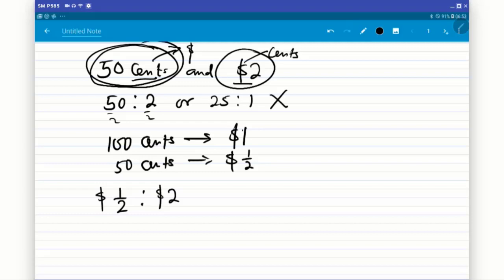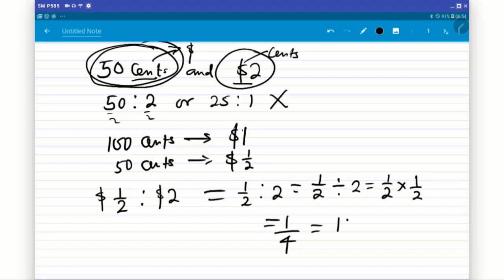So now what I simply have is half a dollar ratio to $2. Now I can express this in a simple ratio, where the ratio values should be integers. Let me show you something here. Half ratio 2 is the same as half divided by 2, which is the same thing as half times 1 over 2. And that gives us 1 over 4, or 1 ratio 4. So it means 50 cents to $2 is 1 to 4 in ratio.